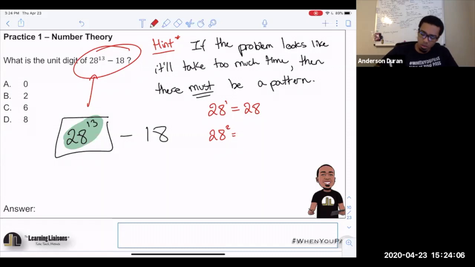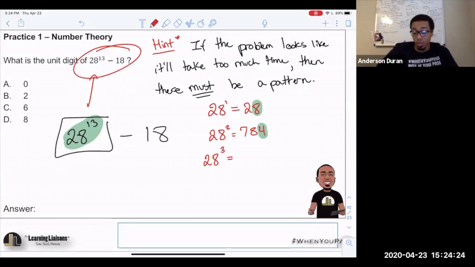784. All right, cool. And remember, everybody, we're only concerned with the unit digit. So at first we had an 8, then we had a 4. So far, I don't see a pattern. But let's go ahead and move it up a notch. Let's multiply by another 28 and do 28 cubed.